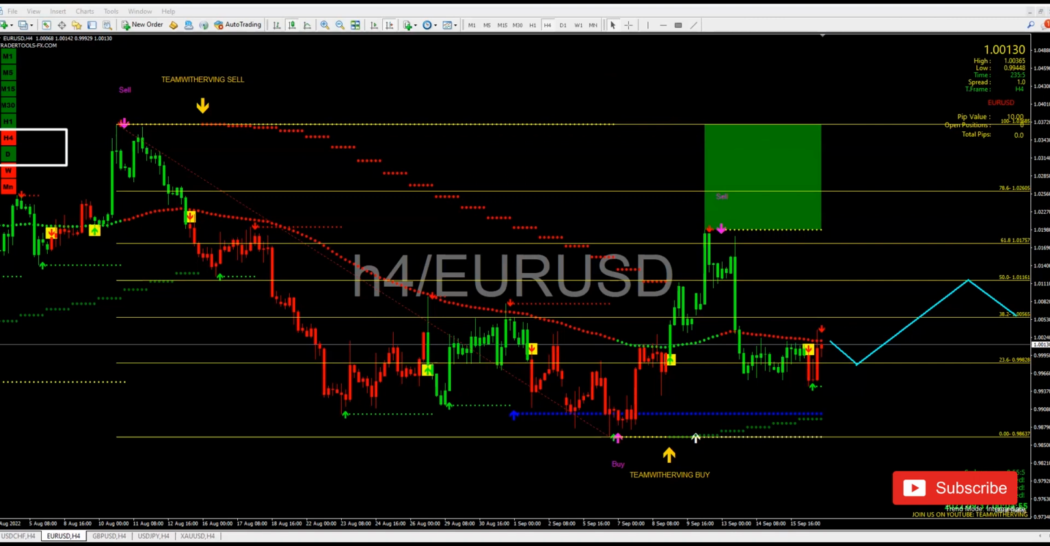Look at what the daily time frame is letting us know. The daily time frame is telling us that we are in a buy position, and the 4 hours is telling us that we are selling. So that means the market is contradicting.